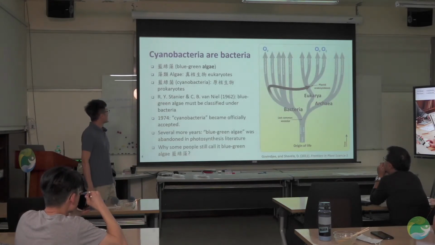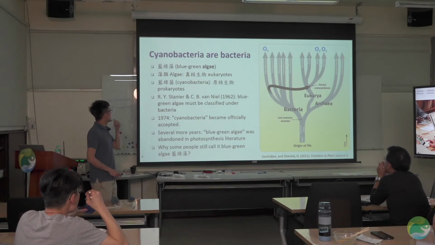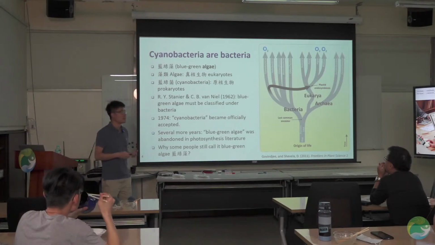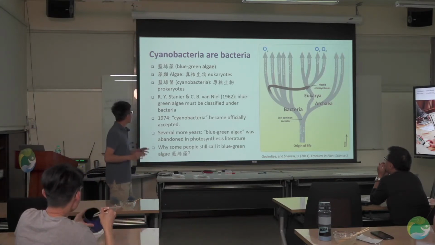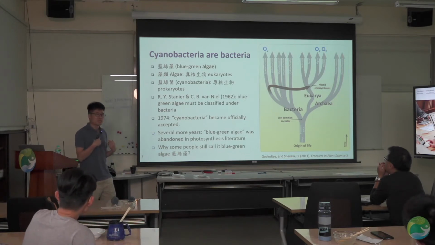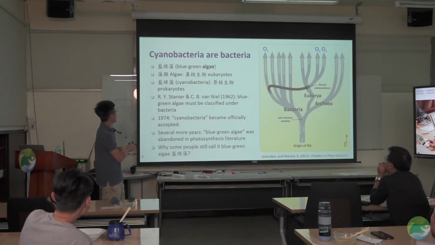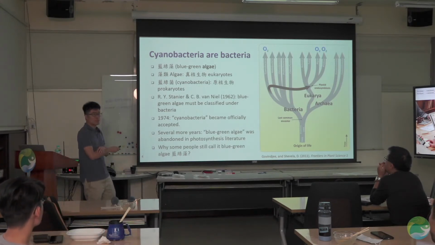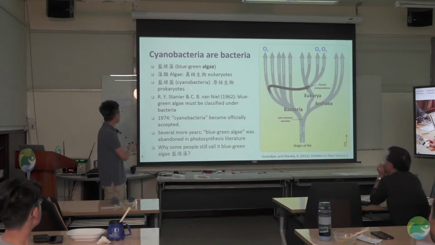Okay, so the first thing you need to know is that cyanobacteria are bacteria. It's very easy. You can look at its common name, cyanobacteria, and tell it's a bacteria. But back in my high school, we called it blue-green algae, 蓝绿藻. But because algae are eukaryotes and cyanobacteria are prokaryotes, you actually cannot say cyanobacteria are blue-green algae, because they do not belong to eukaryotes.